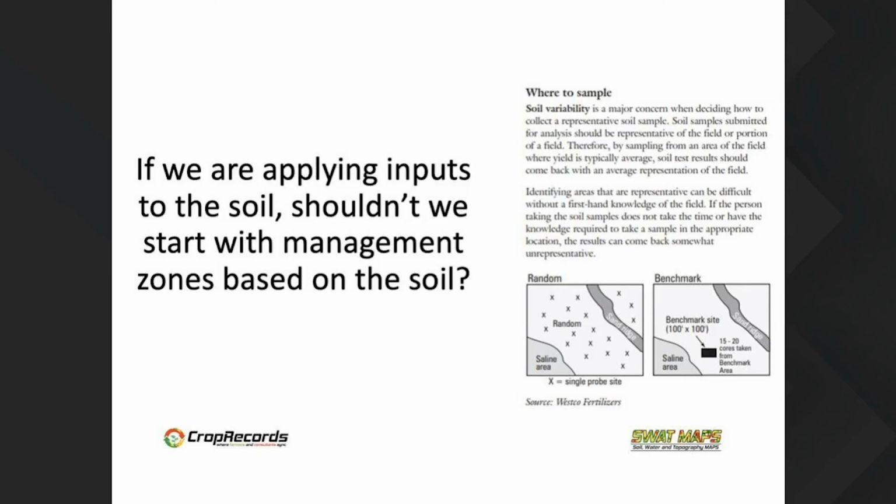And this is really what we're doing, is trying to delineate these different areas of a field into different soil types, really. And in this case, in this example, they're giving an area of a saline area and then sort of an average area and then a sandy ridge going through that field. And in the Western Canadian landscape, we map a lot of fields that actually look just like this or something similar. And I always say again, if we're applying inputs to the soil, which is what we primarily use SWAT maps for, we should really be starting with management zones based on the soil, right?